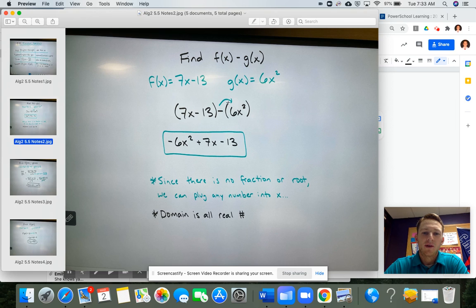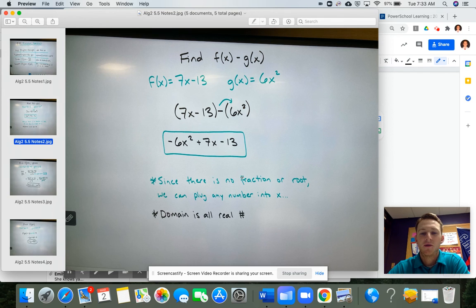If you only have one term, you really don't need the parentheses right here because obviously you're going to have a negative. But if there were 2 terms or 3 terms or 4 terms on this g of x, you'd want to distribute the negative to every single term in the problem. And then we're going to rearrange it in standard form. So standard form just goes highest exponent to no exponent. So we just reorder it: negative 6x squared plus 7x minus 13.